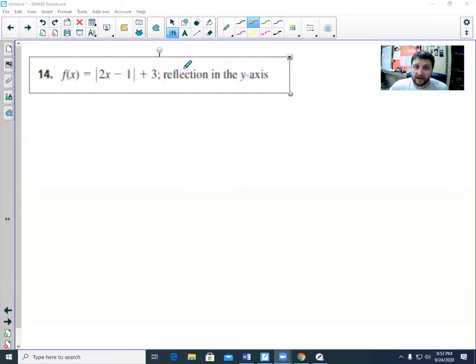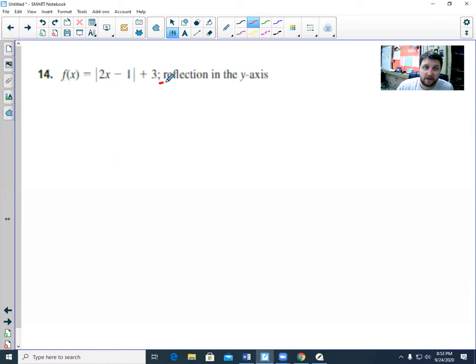If we look here, if I want a reflection in the y-axis, I've already got some stuff in here. So I'm treating every single thing that's inside of this absolute value as my x value, okay? Every single thing that you see in there, I'm treating as my x value.